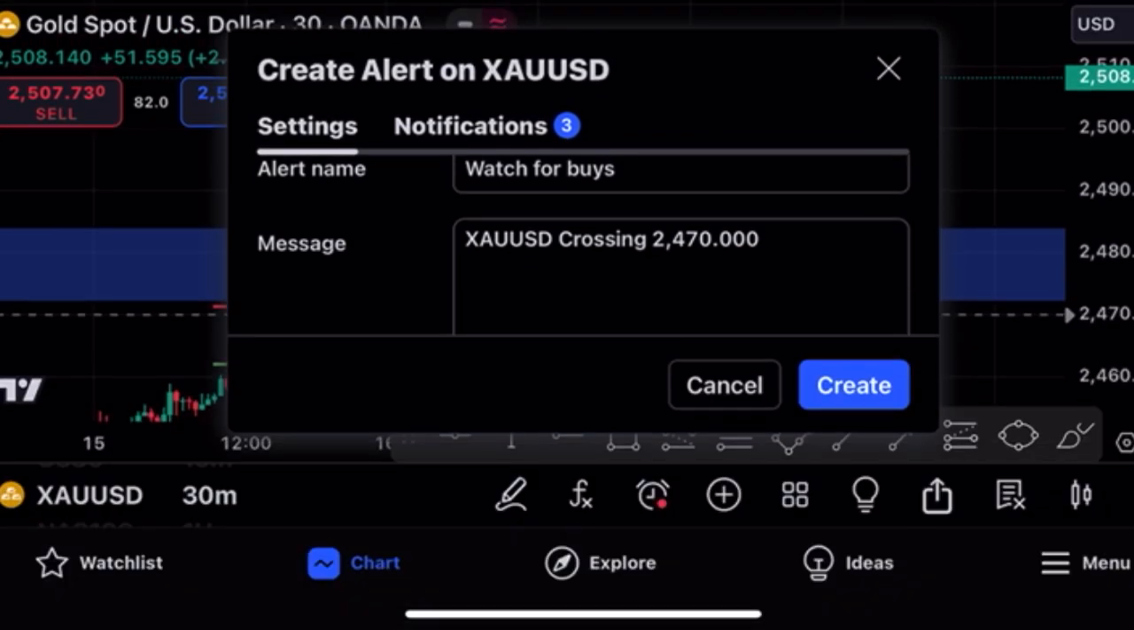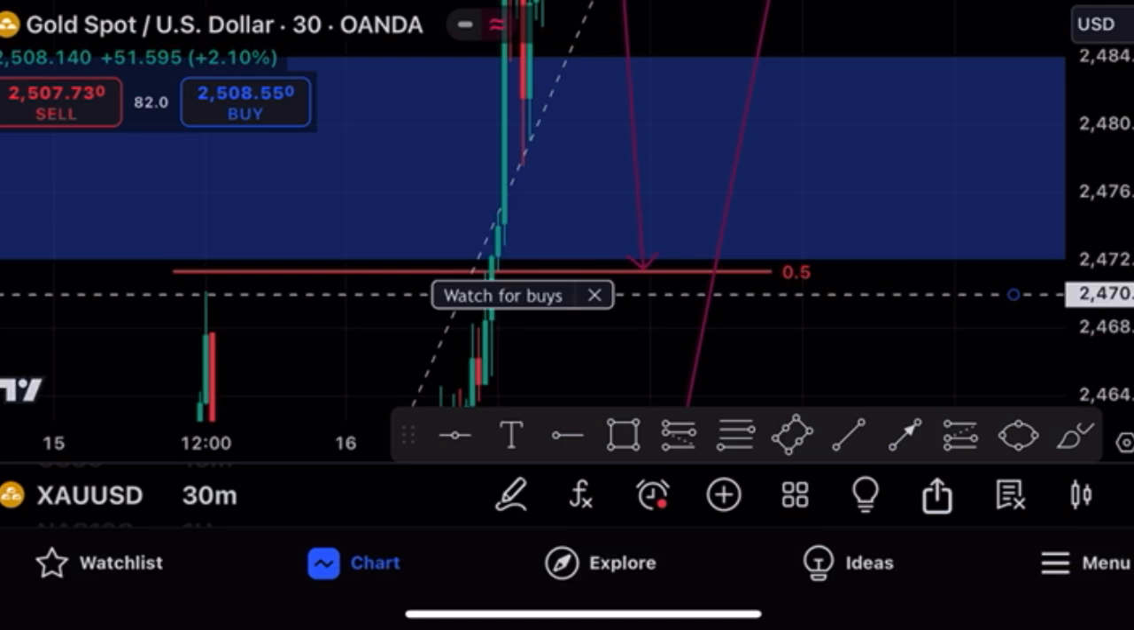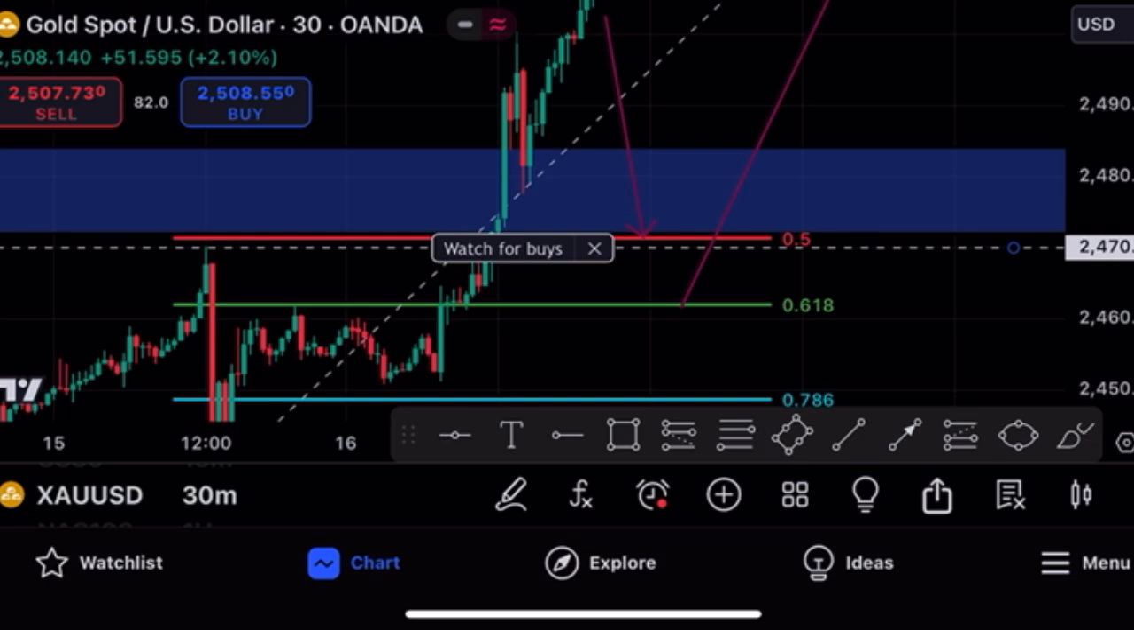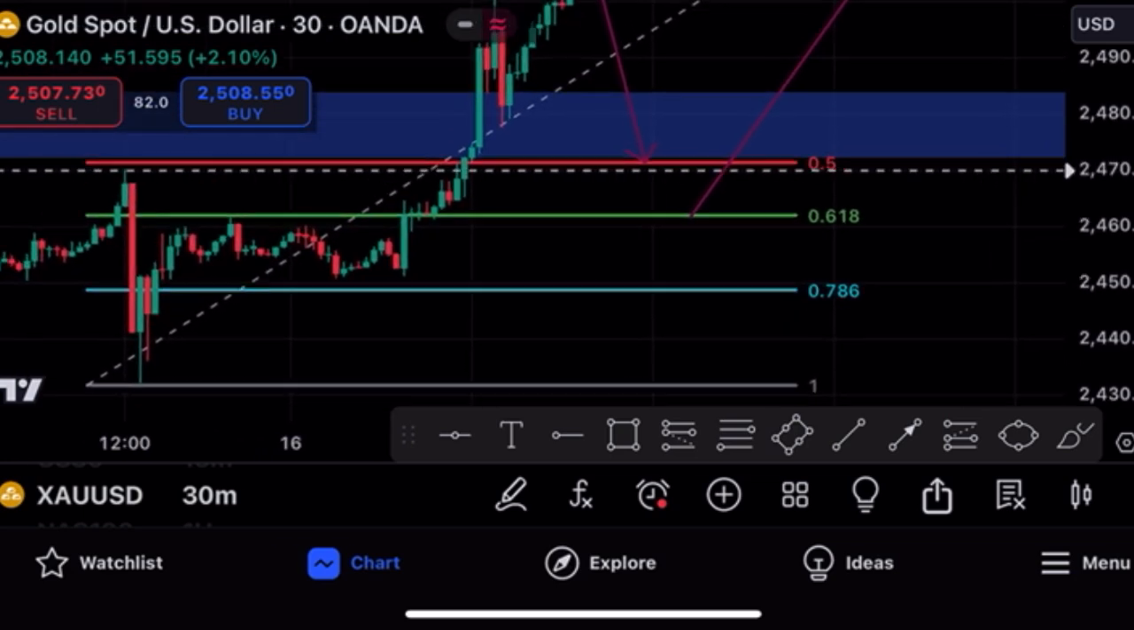And now as you see right here, I have an alert for when price comes back to this area that I'm interested in buying from, because it made a big move from this area. I'm going to get an alert. And when that alert sounds off, I will open my phone and check to see what's going on.